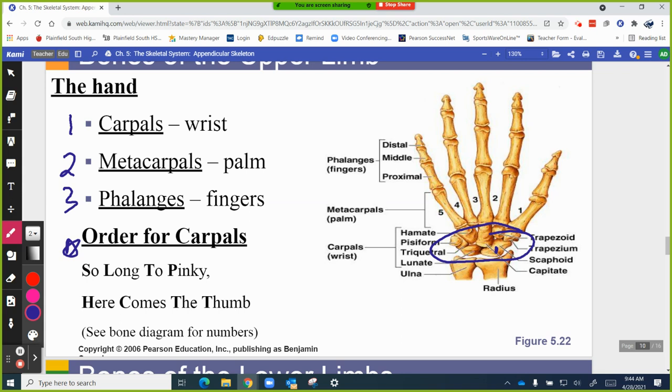Metacarpals then are next. Those are the ones that make up the palm of the hand, so the back and the palm of your hand. There are 5 of them. And then the phalanges, all right, are the distal section here. Each finger has 3, so there's a proximal, middle, and distal, except your thumb. Your thumb just has a proximal and distal. It doesn't have the middle phalange.